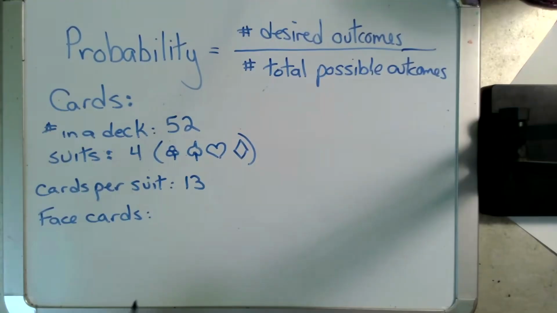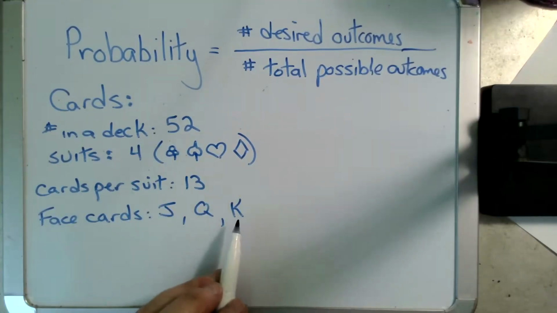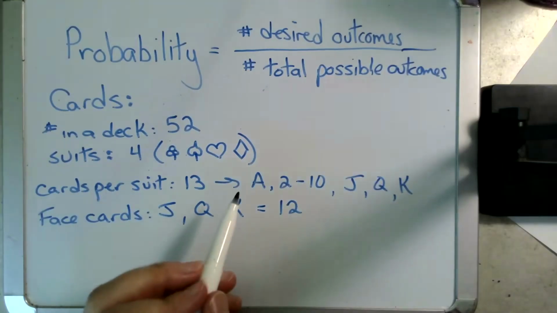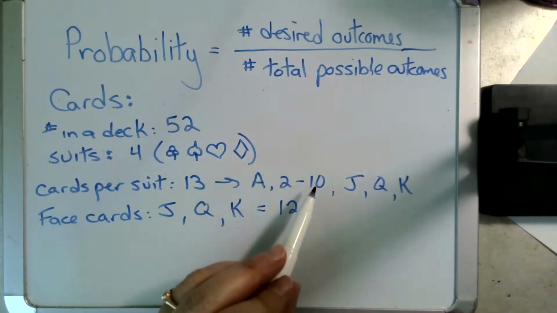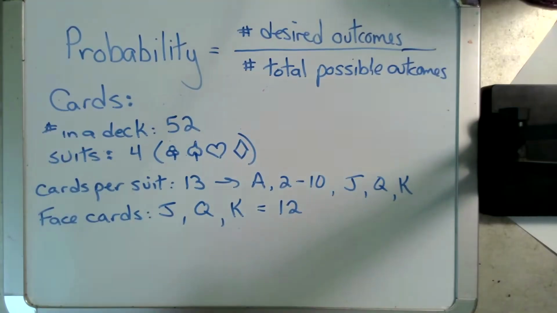Those have pictures on them. The jacks, the queens, and the kings. And since there are 4 suits of each, there are a total of 12 face cards. And the cards go ace, 2 through 10, jack, queen, king. So those are your general statistics about cards that you'll need to know in order to answer probability questions.